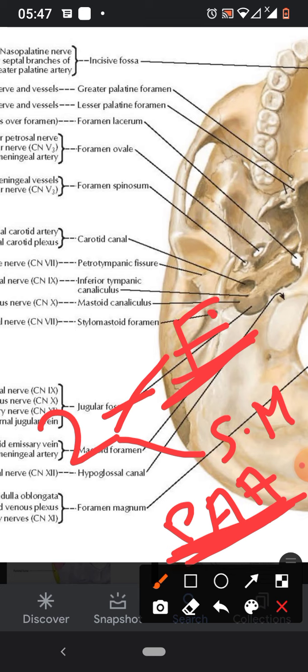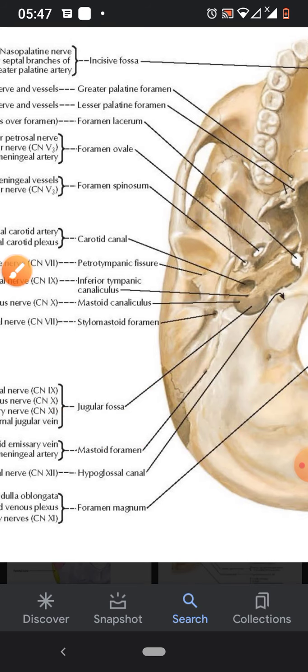Okay, thank you. Hopefully you understood. This is all about the attachments which are present on the inferior surface of the skull or the norma basalis. All the ligaments, all the muscles, all the membranes, all the structures which are passing through the foramens and fossas, we have discussed everything in detail.